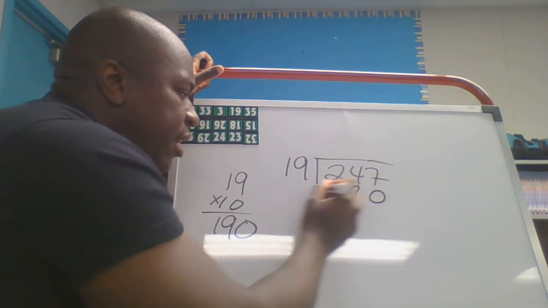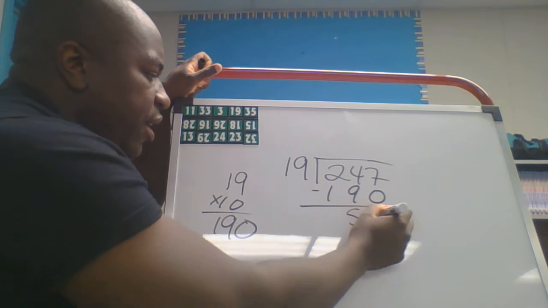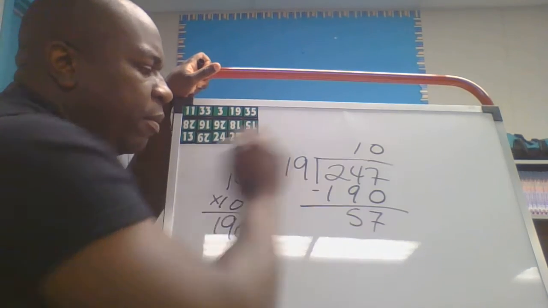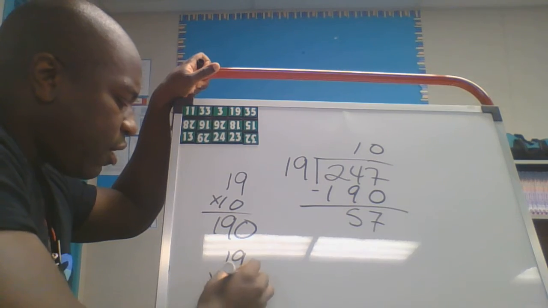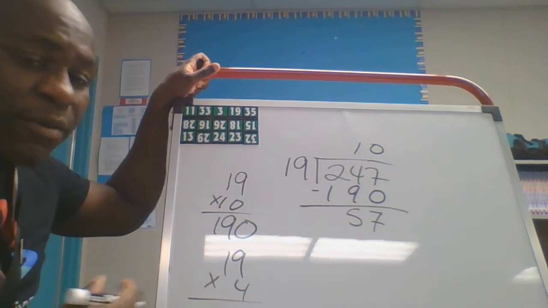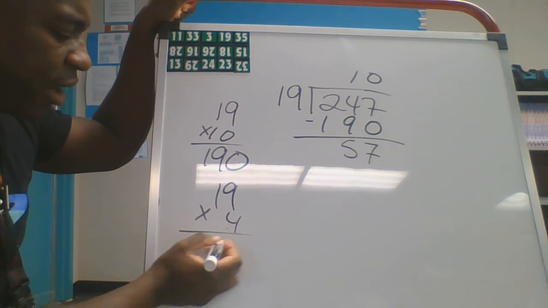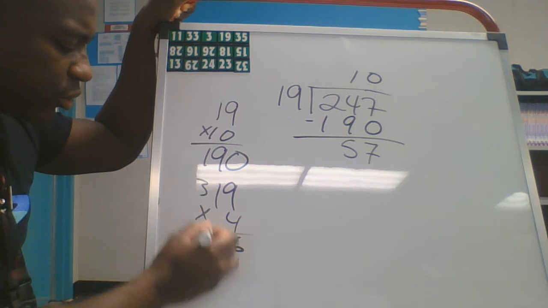So if this is 190, then we're going to be left with 57 here. We multiplied 19 by 10 to get to that 190, so we don't want to forget we put our 10 here. Okay, so let's try another one. So if I go 19 times 4, let's say I don't know my math facts that well, right? I'm going to guess, but I'm going to check. 4 times 9 is 36. Carry the 3. 4 times 1 plus 3, 76.